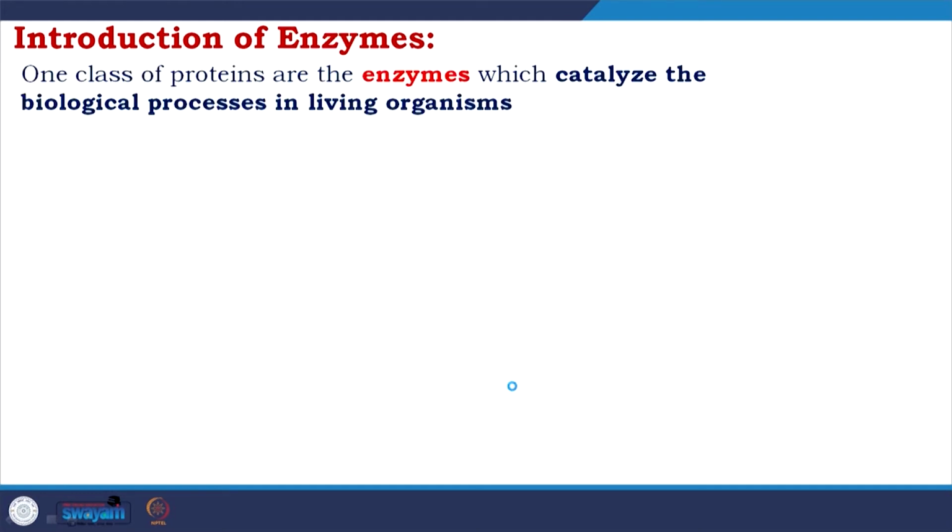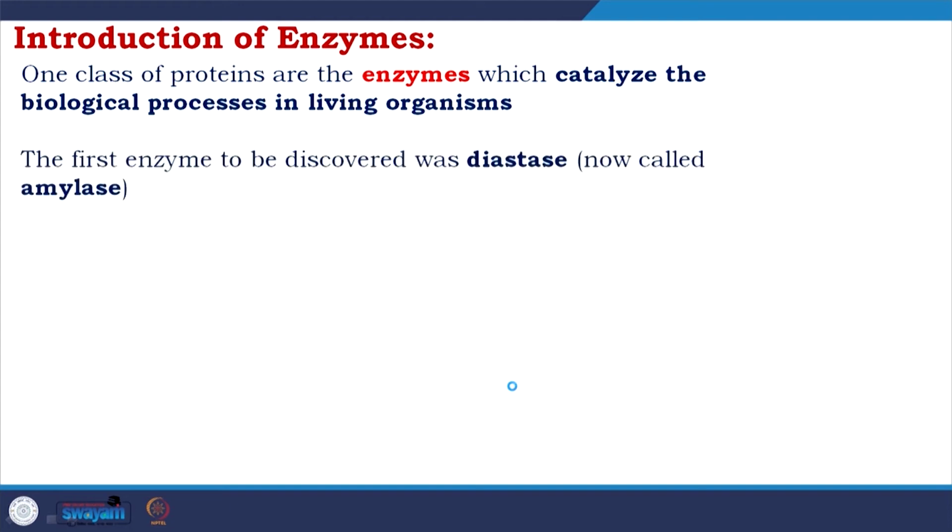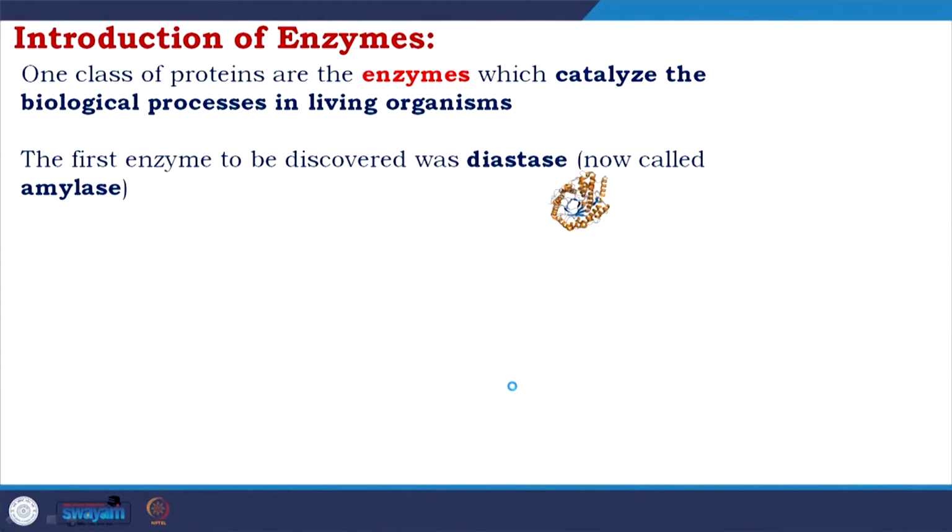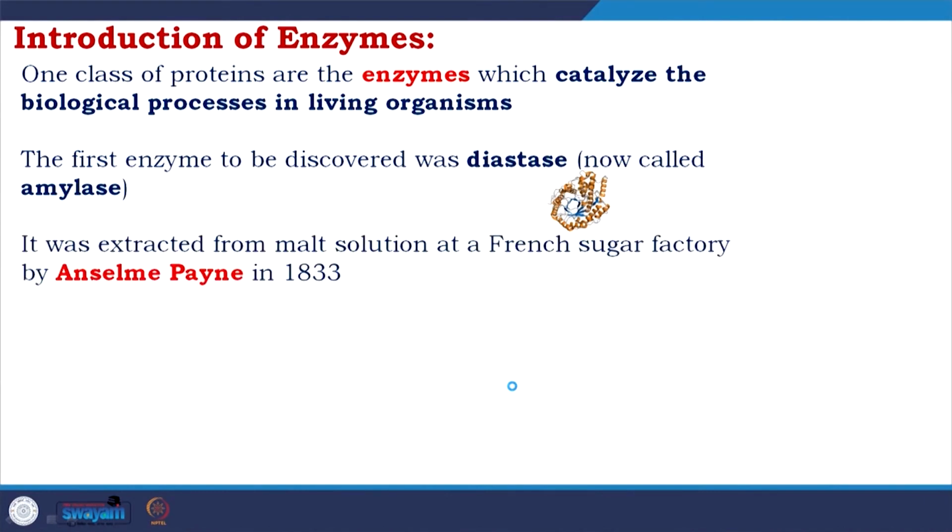One class of protein, which are enzymes, catalyze the biological process in living organisms. The first enzyme to be discovered was diastase, which is now known as amylase and is still a very industrially relevant protein. This is the structure which was solved later. It was extracted from malt solution at a French sugar factory by Anselme Payen in 1833.